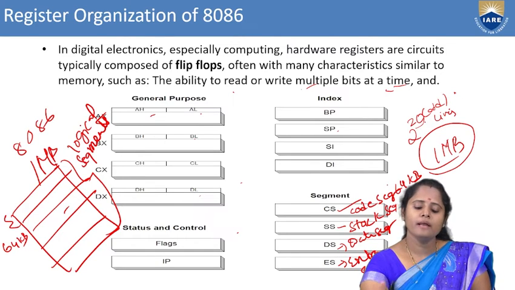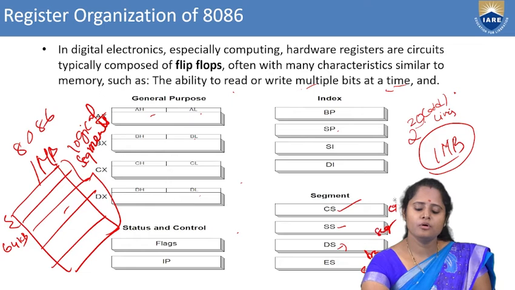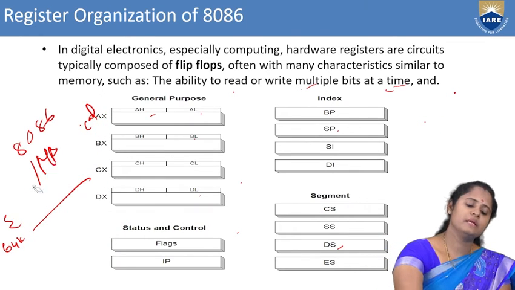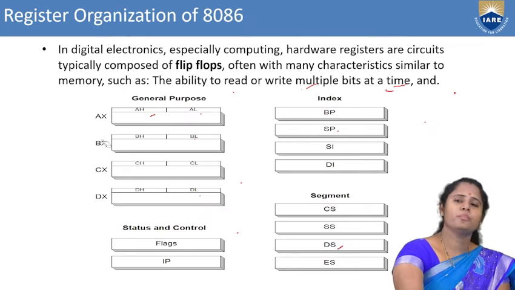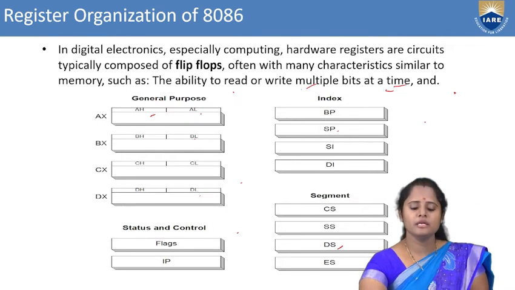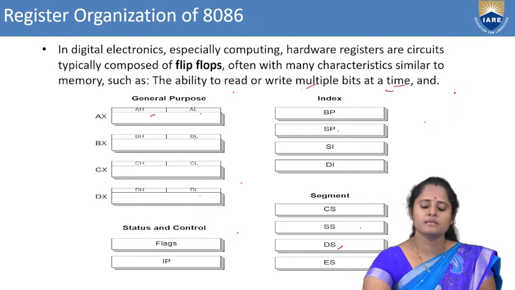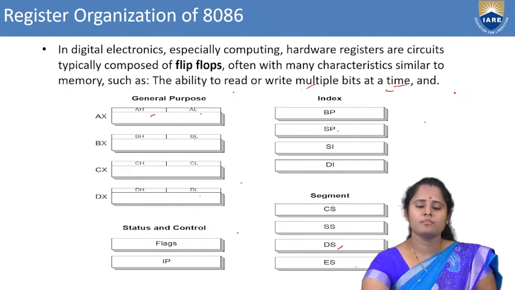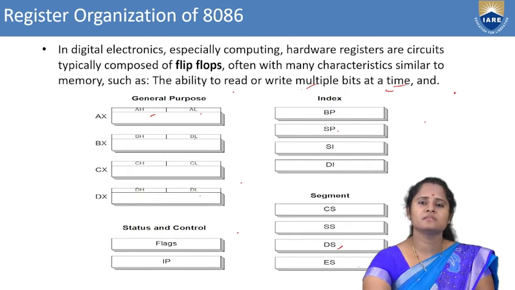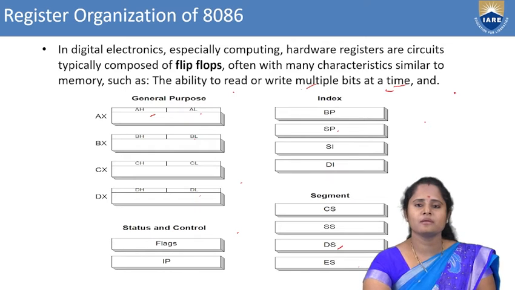So in our 1 MB, what is the need of dividing this? We'll see it in the segmentation topic. Why are we dividing our memory into the code segment, stack segment, data segment, and extra segment? So you can say that in order to process faster, you can use these segments.